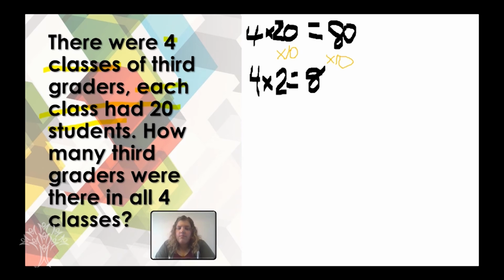Now I'm going to do it a little bit more of a challenge. I'm going to change the equation on us. Let's say rather than there being 20 in each class, let's say that there was 22 in each class. How would you go about solving that?